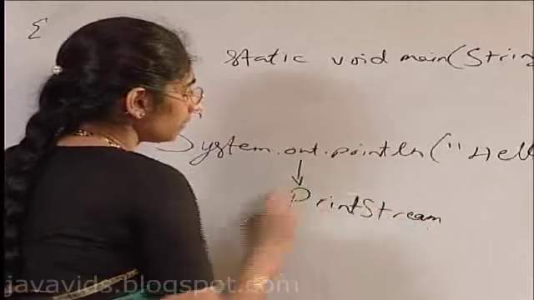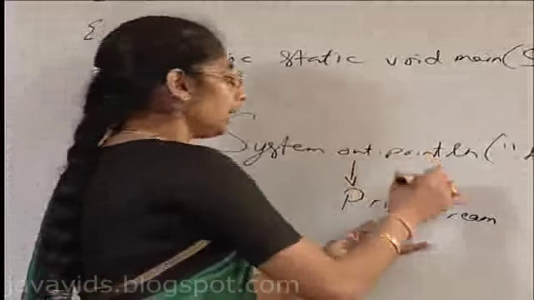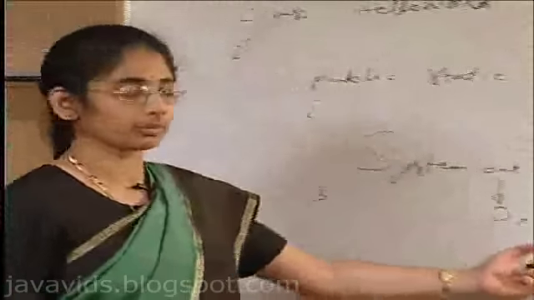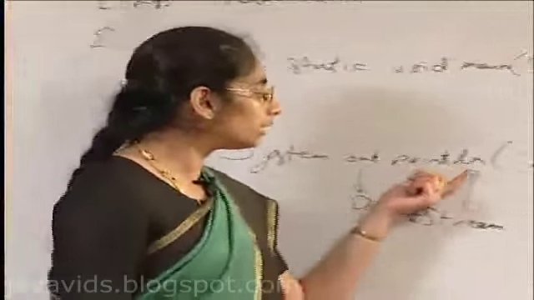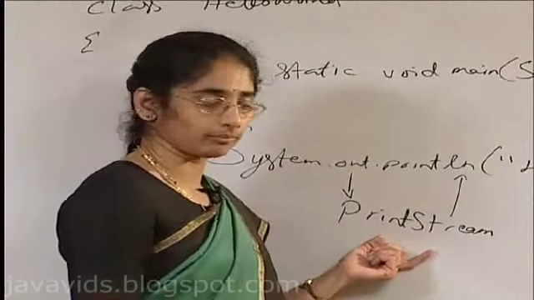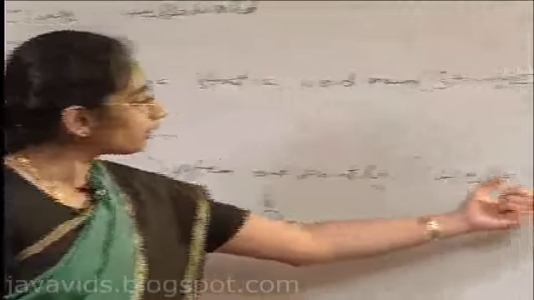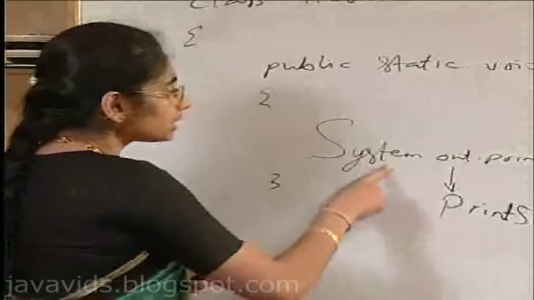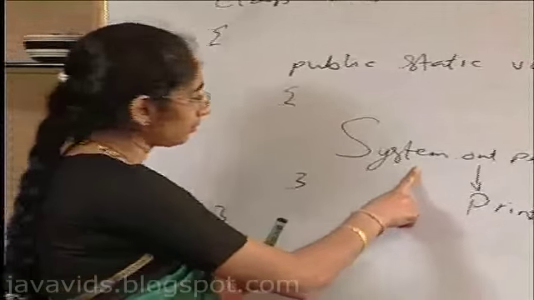So this is an object variable of class PrintStream, and inside this class PrintStream, the println method has been defined. There are overloaded println methods in the PrintStream class. One of the methods is the one that takes the string parameter. Now what is this System here before out then?